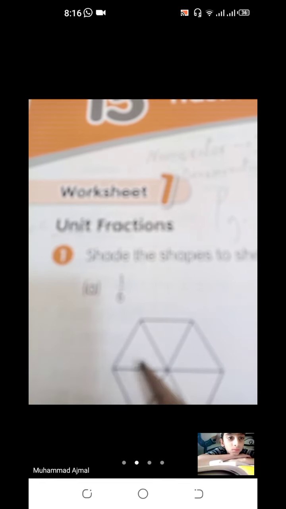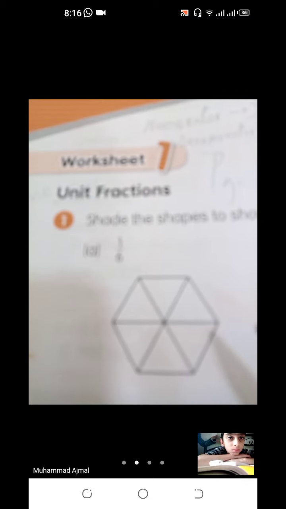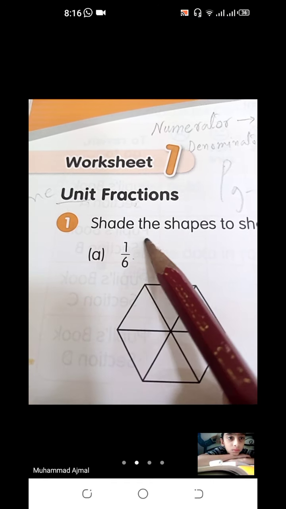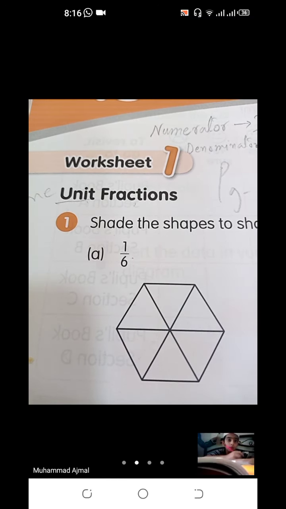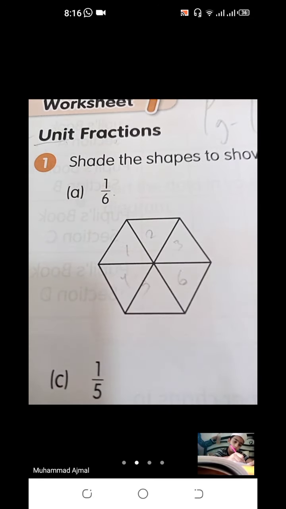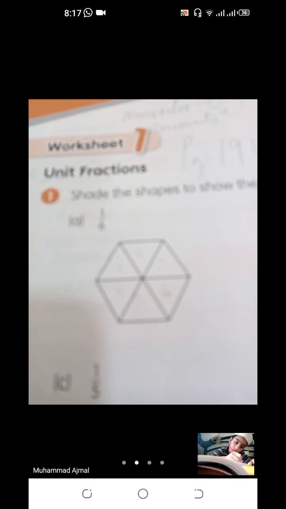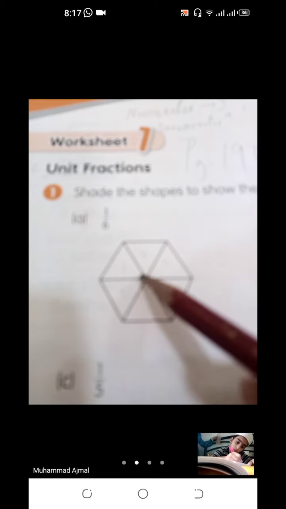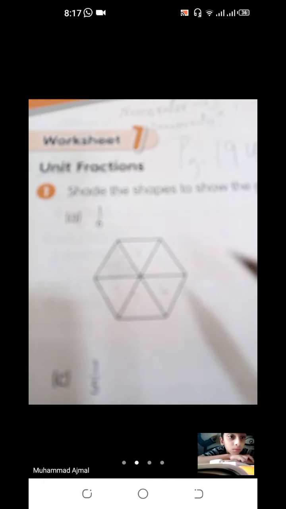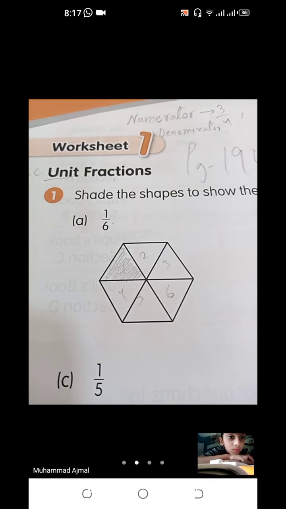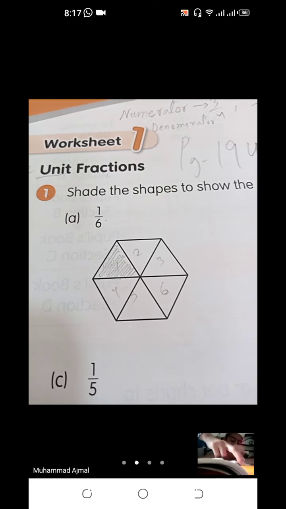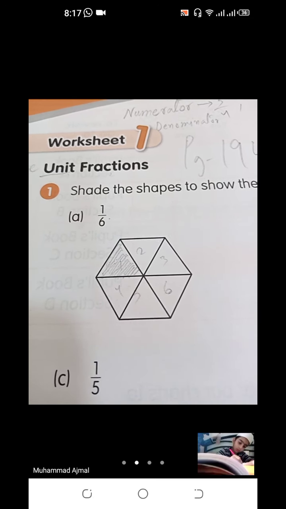And when we draw a diagram for that fraction, it will be just as the question is given: shade the shapes to show the given fractions. So there are 1, 2, 3, 4, 5, 6 equal partitions in a diagram, and 1 over 6 means one of the parts is shaded. So if the question says shade 1 over 6 of the shape, we will shade one part, one portion of the diagram.